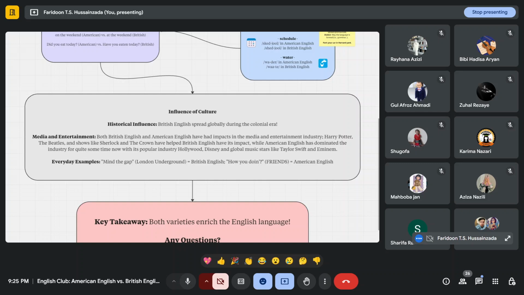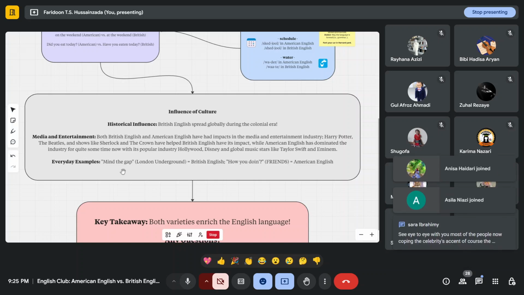So that's it. But to give you what I mean by that, look at these two examples at the end, everyday examples. English from the American media and English from the British media, they are so big that they are becoming household names. They are making things common in your house, and you don't even realize it. So like as an example, this one, mind the gap.